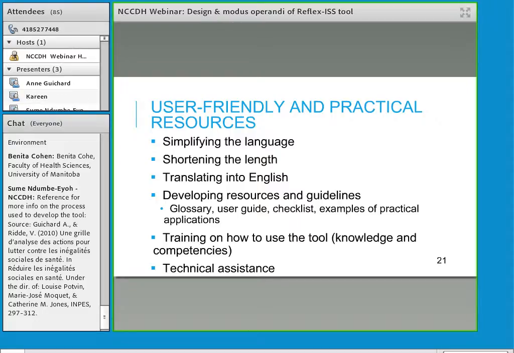Respondents also highlighted a lack of guidance on how to use and complete the questionnaire. They strongly recommended that we develop resources and guidelines, for example, a glossary, a user guide, a checklist, or even case examples of how the tool was applied in some projects. In addition, respondents also recommended to provide training sessions and/or technical facilitation.